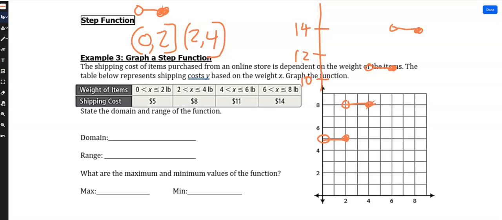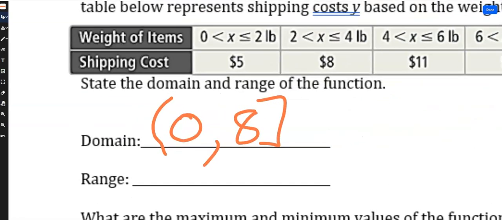Now remember, domain, smash it all onto the x-axis. If I smash everything onto the x-axis, I'm starting at 0, open, because obviously nobody's going to bring a package that weighs nothing, and it goes up to 8 pounds, closed. Now what's the range? Don't tell me 5 to 14. That's not true. We have 5, 8, 11, and 14. So we literally want a set of numbers: 5, 8, 11, and 14.